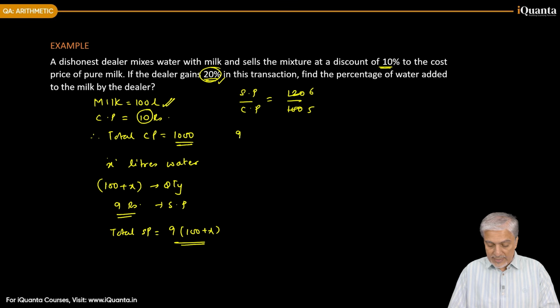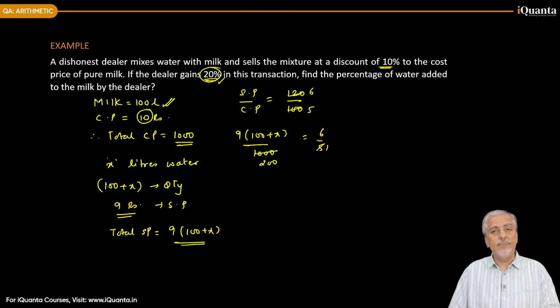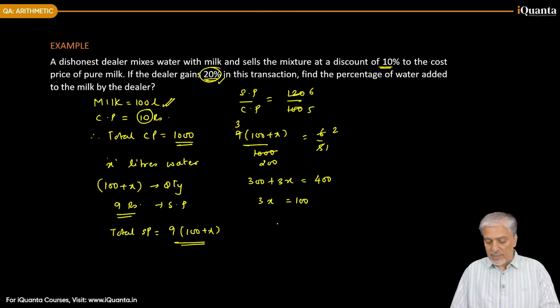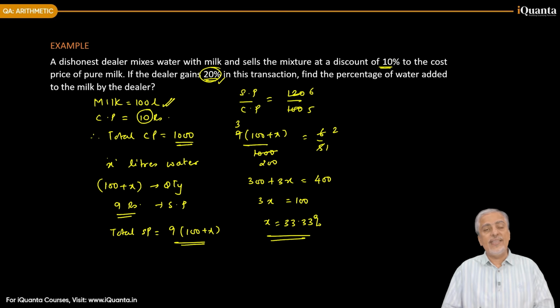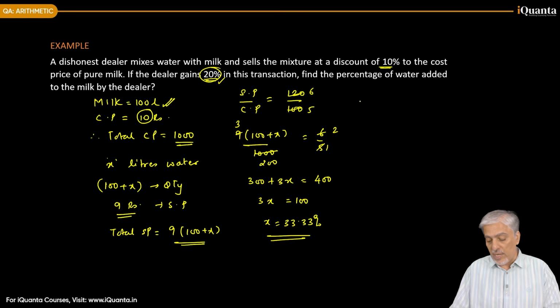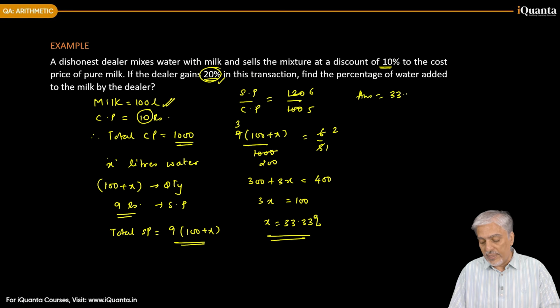So we know the selling price is 9 into (100 plus X), and we know the cost price is 1000. This is 6 upon 5. 5 ones are 5, 200s are... 3 twos are 3, 3s are... We can cross multiply. So I'll get 300 plus 3x is equal to 400, and 3x is equal to 100. So x is 33.33 liters. That means on 200 liters he's added 33.33 liters. So the answer which we're looking for is 33.33%.